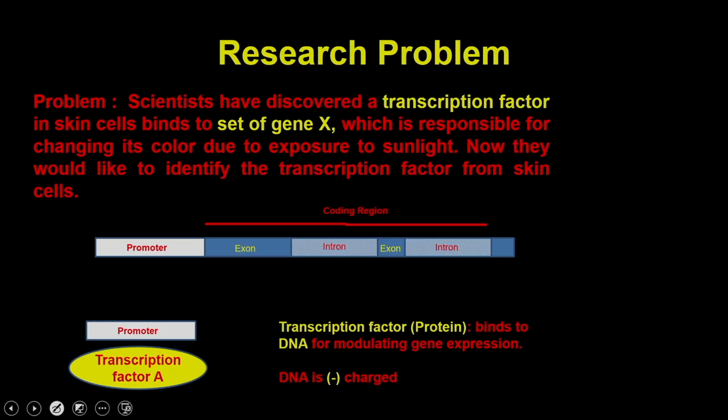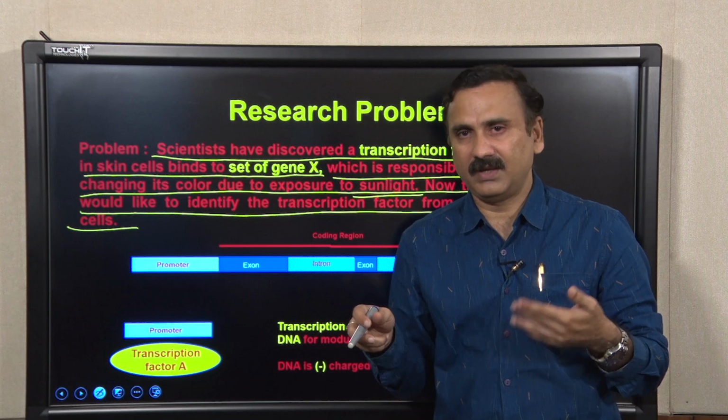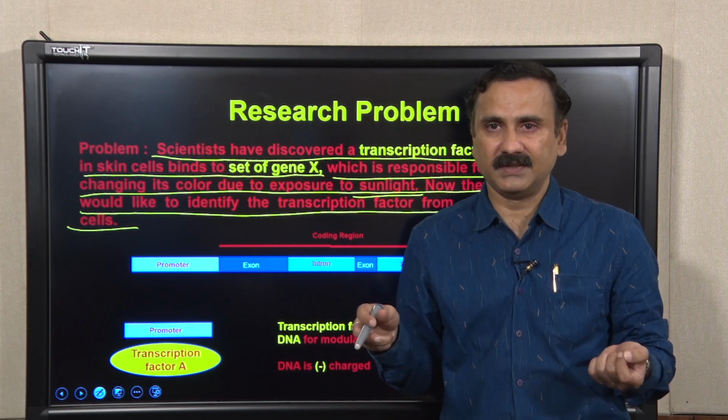Now we have another problem. Scientists have discovered a transcription factor in a skin cell that binds to the set of gene X, which is responsible for changing its color due to exposure to sunlight. Now they would like to identify the transcription factor from the skin cells. So this I think we have discussed when we were discussing electrophoresis.